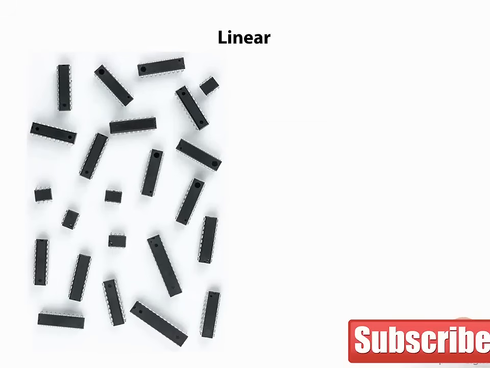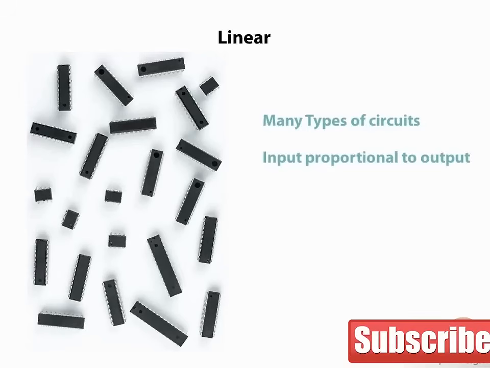The spectrum of linear circuits is vast. What defines a circuit as linear is that the output of a linear circuit is a functional relationship of the input. A versatile linear IC is the operational amplifier, or op-amp for short.